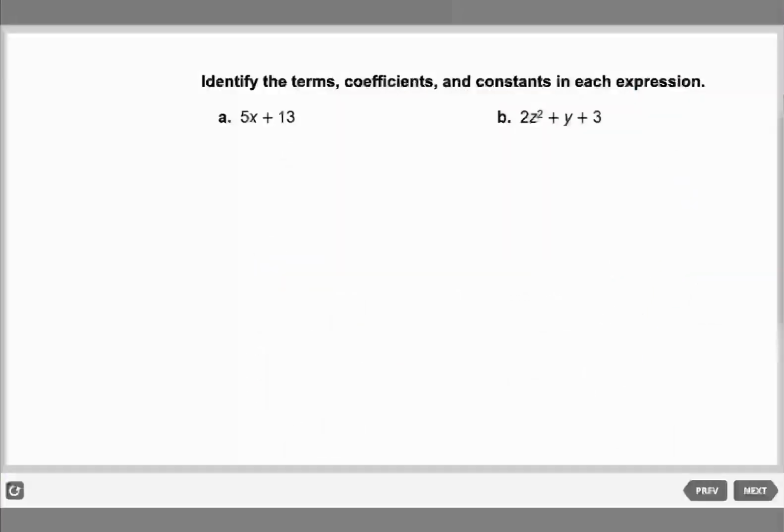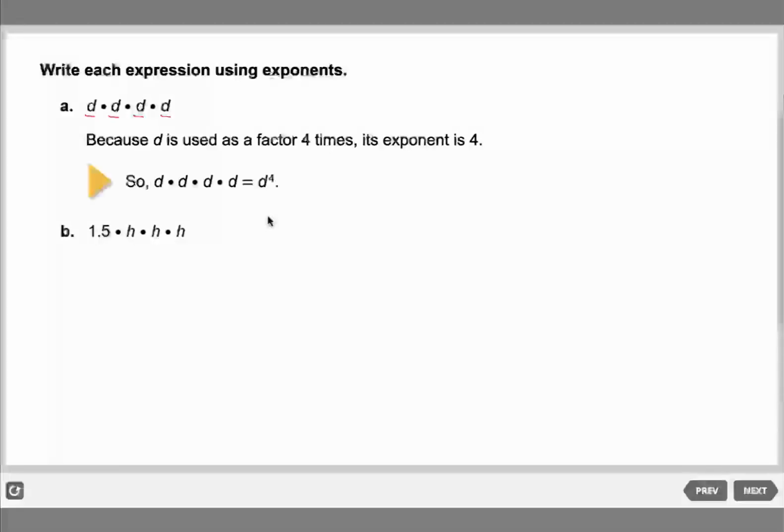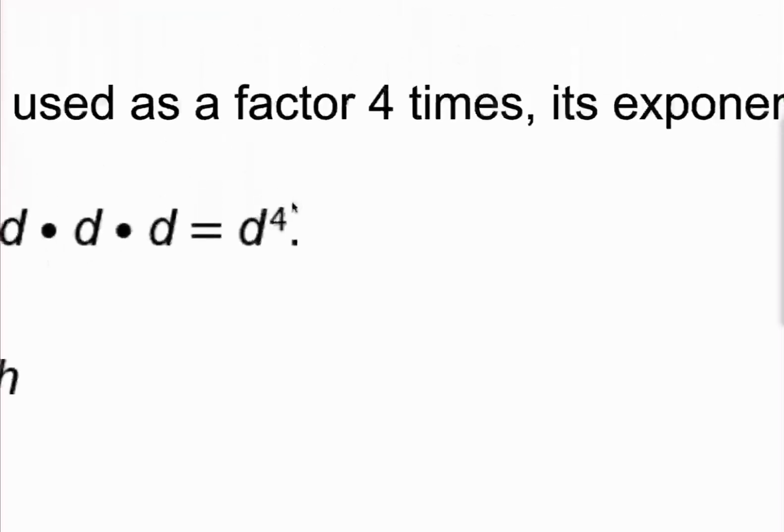Any problems? Okay, please listen. Write each expression using exponents. We have here d times d times d times d. Just ask yourself a question: how many times are you multiplying d? Let's count. 1, 2, 3, 4. So we used d as a factor 4 times. So the exponent is 4. So it's d to the power 4.